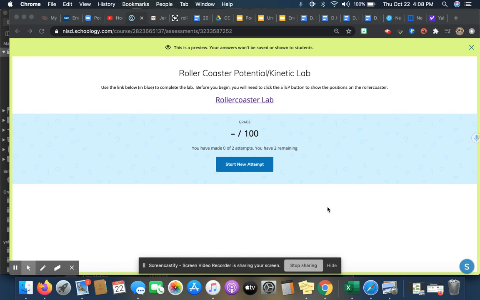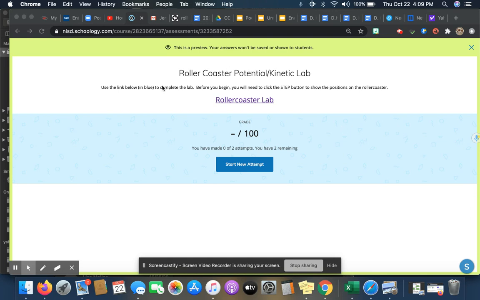All right, ladies and gentlemen, this is your asynchronous instruction on how to complete the roller coaster potential and kinetic energy lab. Okay, this one's going to be a little bit different. There are no slides. You're going to be doing it directly into Schoology. One, to help Mrs. Hernandez with the grading, because it takes a lot of time to grade this lab, and two, to prepare you guys on how to take exams on Schoology using different methods. So we're trying to do two things at once.